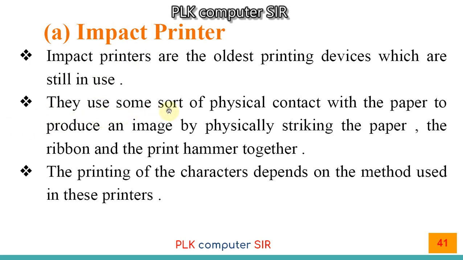They use some sort of physical contact with the paper to produce an image by physically stacking the paper, the ribbon and the print hammer together. So by hitting with the print head, it will produce output on paper. That's why it is a noisy one. The printing of the characters depends on the method used in this printer. So whichever method it is using, the quality of the characters depends on that method.